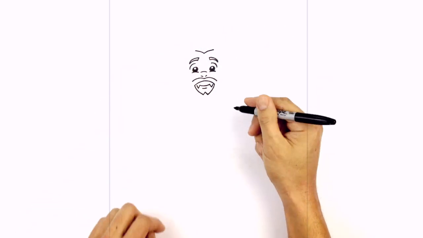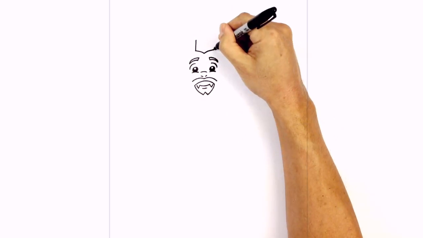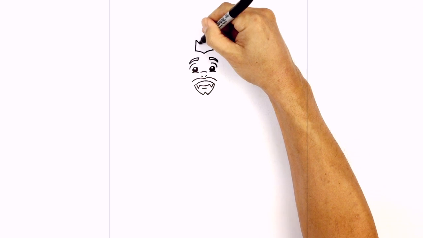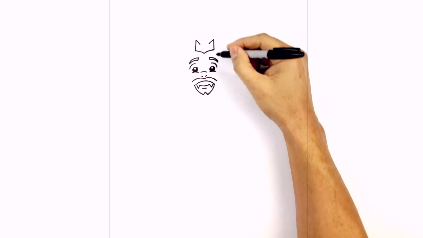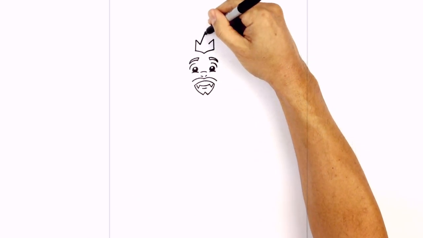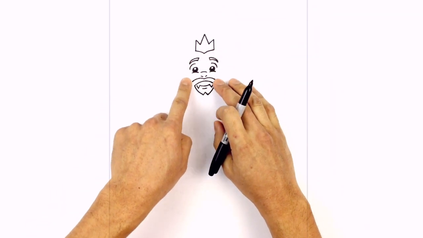Now we're going to draw the points of the crown. So from here, we're going to go up with a line. On the right we'll go up. And we'll pull these back in with a diagonal line coming inwards. Now we're going to draw one longer point in the center. So from the left side here, we're going to go up, and then we'll pull that back down on the right side.